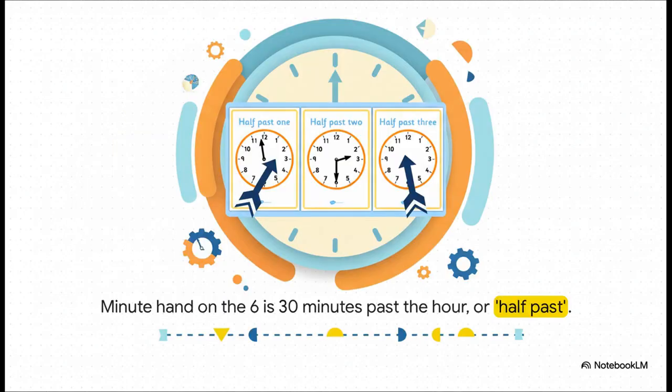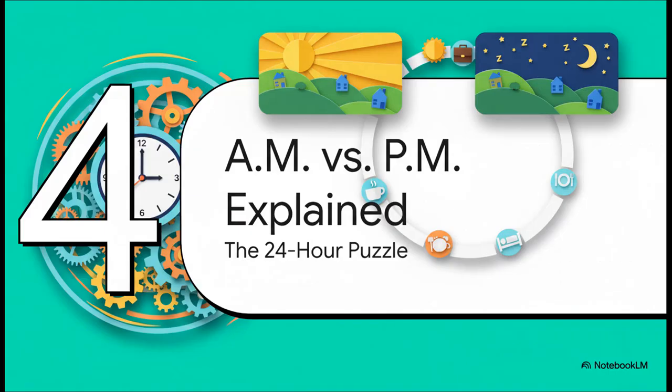Now, what happens when the minute hand travels all the way down to the 6? Well, let's count by fives again. 5, 10, 15, 20, 25, 30. That's 30 minutes. As you can see, the hand has gone exactly halfway around the clock face. And that's why we call this half past the hour. Makes sense, right? You're doing great.